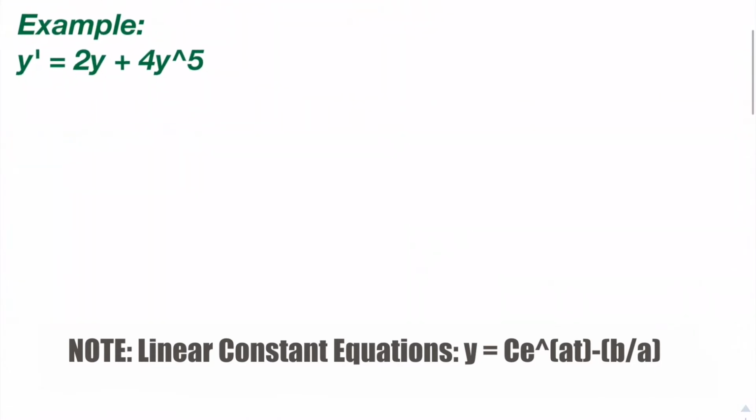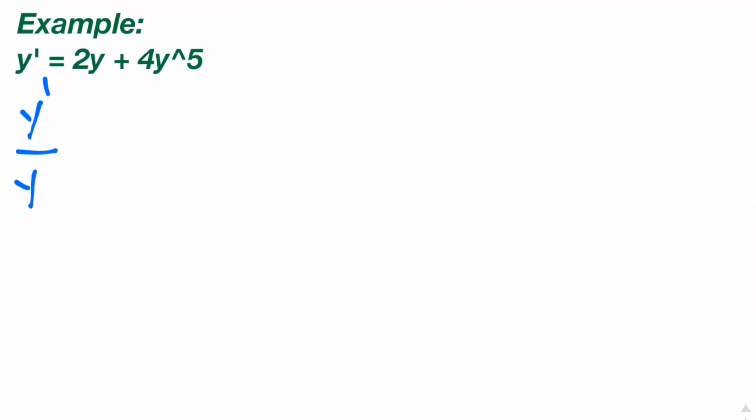So the first step is to divide both sides by the non-linear term, y to the fifth power. That will give us y' over y^5 is equal to 2y^(-4) + 4. If we do that, we still don't have a linear equation, but we can go ahead and use a substitution to make it linear.